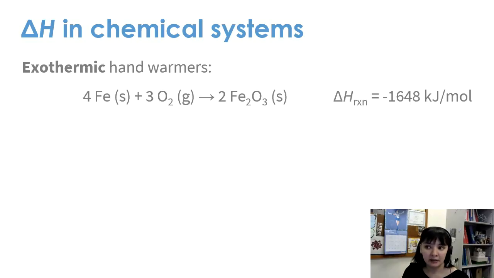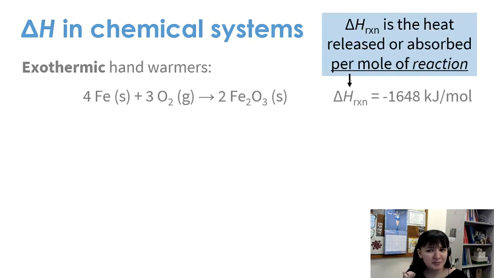Looking at our exothermic hand warmer example here, the enthalpy change of reaction, or delta H reaction, is equal to negative 1,648 kilojoules per mole. Just to get a little bit more specific, that delta H reaction, or delta H RXN for short, is the heat that's released or absorbed per every mole of the reaction. So what I mean by that is when 4 moles of iron and 3 moles of oxygen gas react to form 2 moles of iron(III) oxide, that releases 1,648 kilojoules.